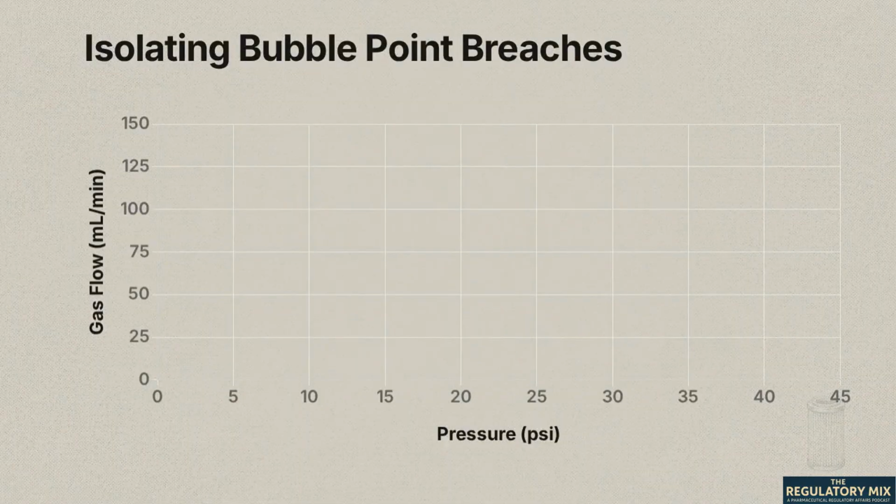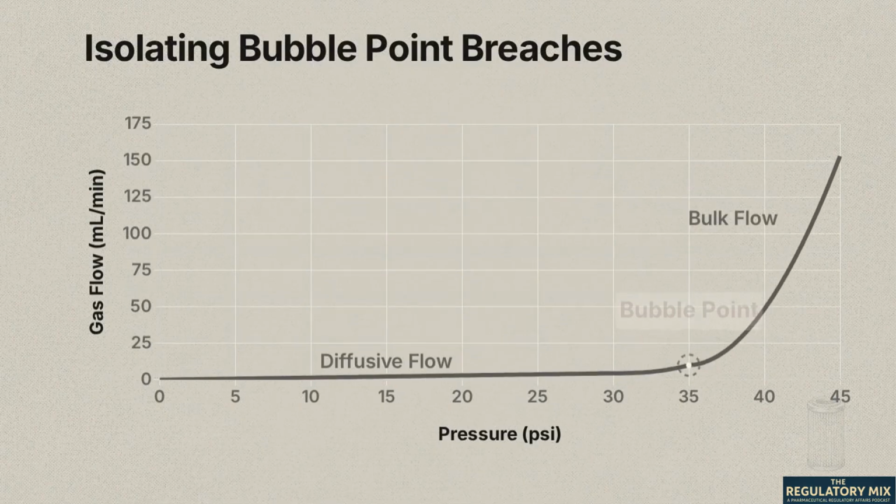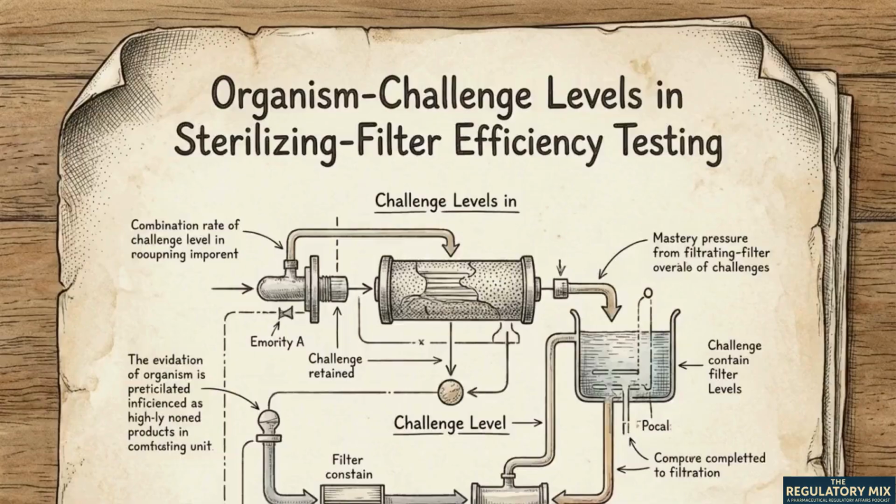This graph traces the event, plotting gas flow against pressure. The initial shallow curve shows normal gas diffusion through the liquid film. The moment the film tears, the data shows an exponential spike. This transition from diffusive flow to bulk flow defines the specific bubble point of that membrane. In 1979, researchers Johnston and Meltzer established a mathematical link between this physical pressure reading and biological retention.